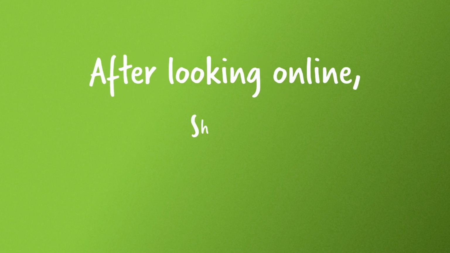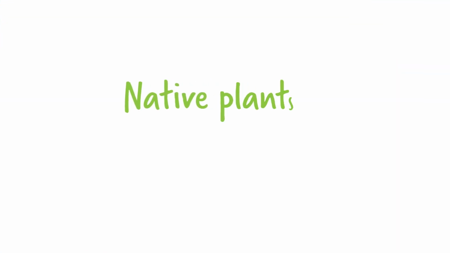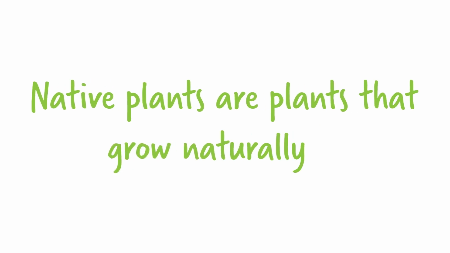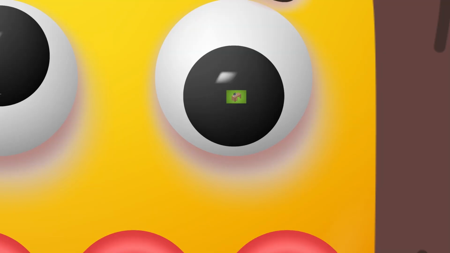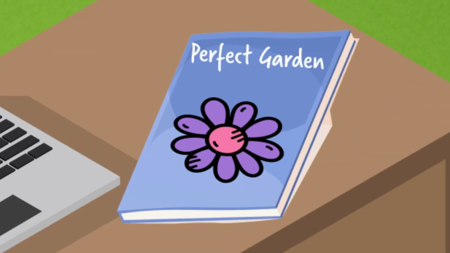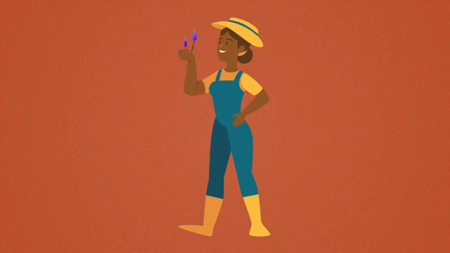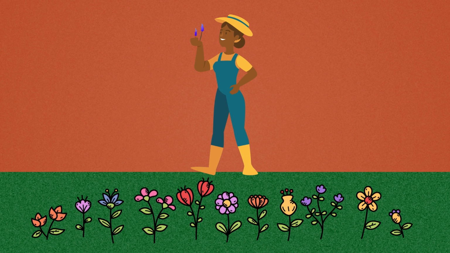After looking online, she learned about using native plants in her yard. Native plants are plants that grow naturally in an area. At first, the idea seemed odd. She was used to seeing perfect gardens in magazines with plants from other places. But the more she learned, the more she liked the idea. Native plants were easier to care for. They attracted birds and butterflies and were made for the local weather.